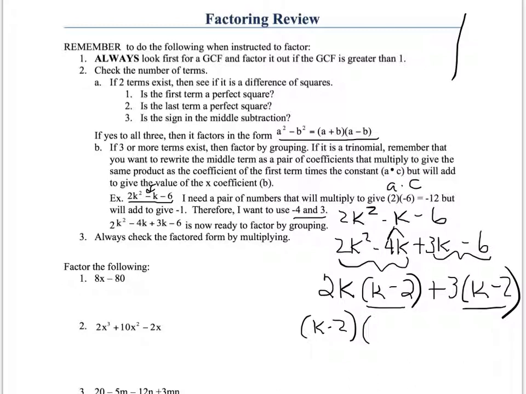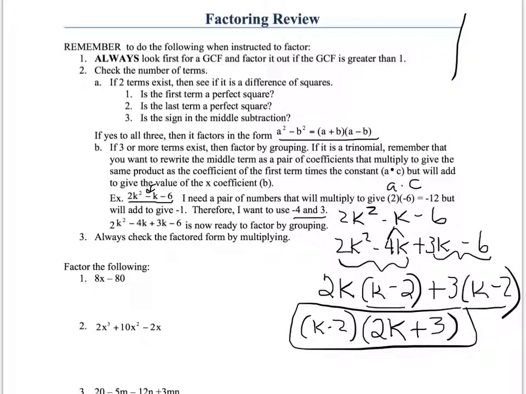So when I open my second parentheses, this k minus 2 has to get multiplied by the 2k, and k minus 2 has to get multiplied by the plus 3. And that is now the factored form for our original trinomial 2k squared minus k minus 6. Don't forget, you can always check your factored form by multiplying these two parentheses back together to make sure you get the original. Now, let's do a few example problems to make sure we're comfortable with this.